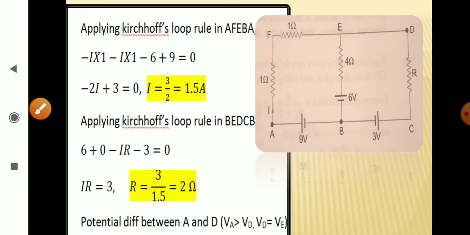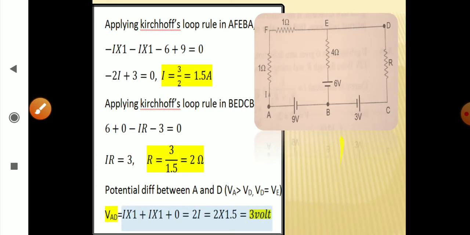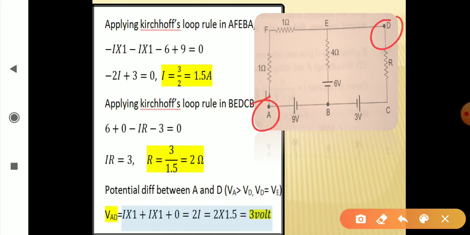Okay. Now we wish to find out the potential difference between points A and D. One thing is clear, that potential at D and E are equal because there is no resistance present here. So we want to find out the potential between points A and E now, right? And we know that current always flows from higher potential to lower potential. So VA is greater than VD. Potential at A is more than potential at D or potential at E, right?